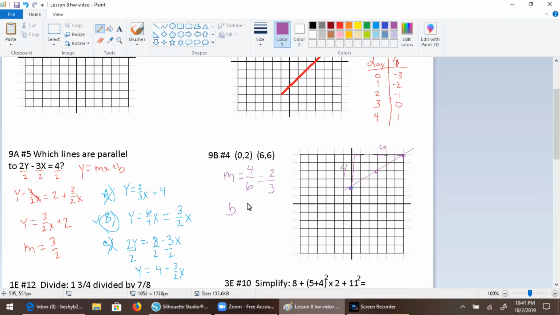Our y-intercept, oh, we already graphed that point right there. So it is 2. So then our equation is just y equals mx plus b. So our m is 2/3 and our b is 2.